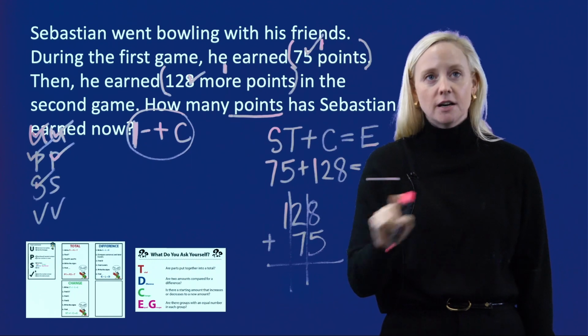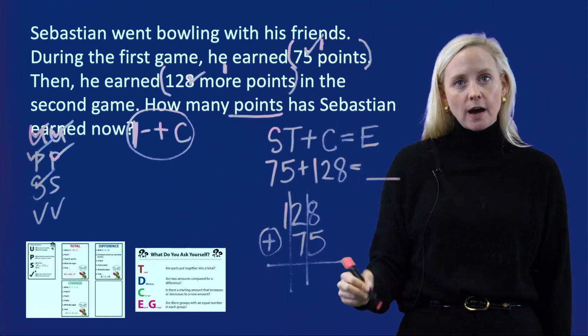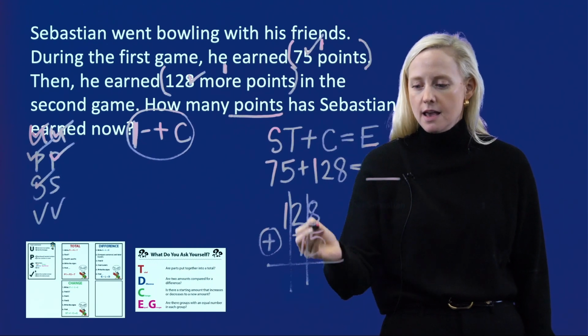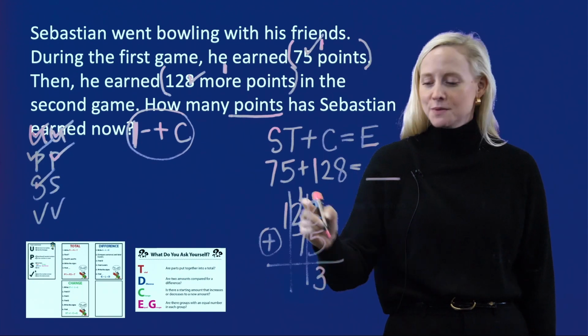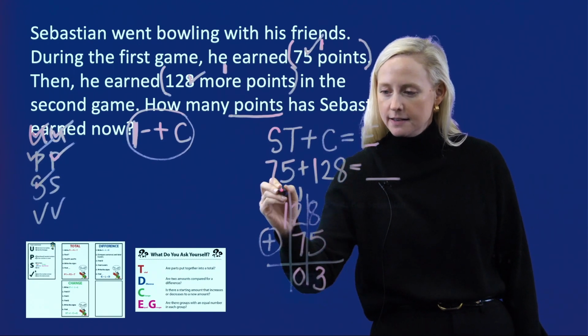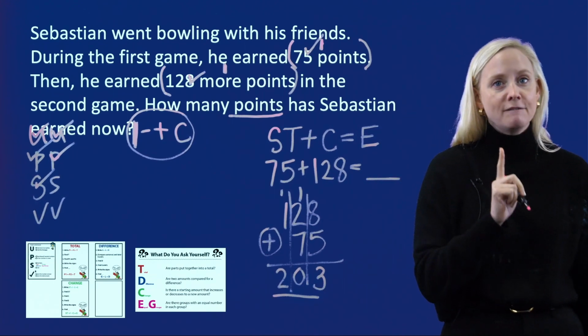So here we can start in our ones column. Notice I've drawn lines to separate my place values and I'm circling our sign. 8 plus 5 is 13. I'm going to regroup. 7 plus 2 is 9, plus that 1 is 10. So I have 203, but I'm not finished.